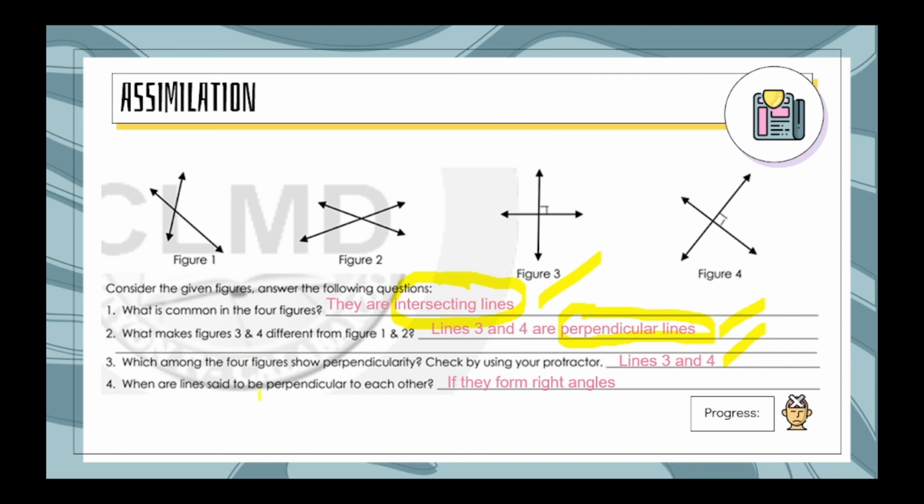And finally, when are lines said to be perpendicular? So, if they form 4 right angles or if the measure of each angle is equal to 90 degrees, pwede rin yan. So, all in all, 1, 2, 3, you have here another 4 points.